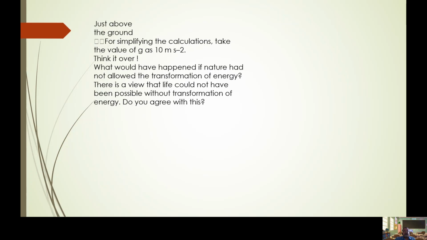What would have happened if nature had not allowed the transformation of energy? In this view, life would not have been possible without transformation of energy. Hope you agree with this.